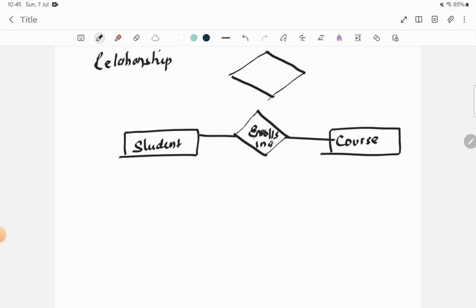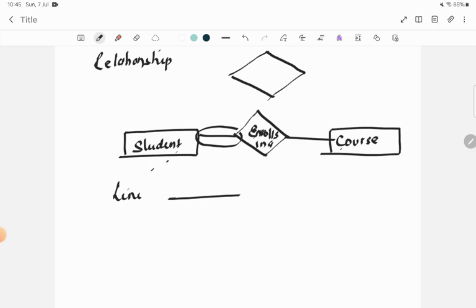Next component is the line. A line is represented by a straight line. This is an example of the line. It is used to connect two entities, and it is used to connect a relationship and an entity. These are the diagrams of the relationship and attributes.